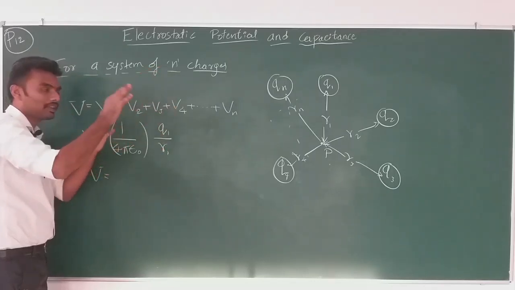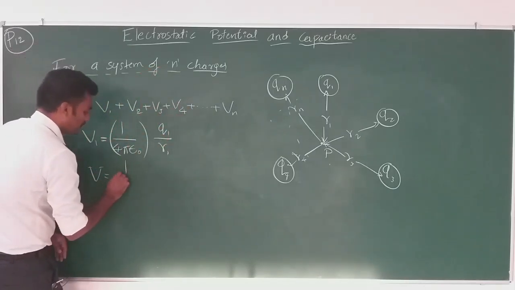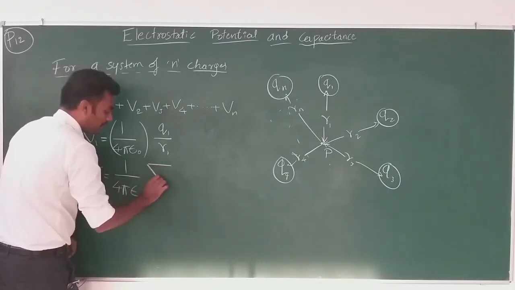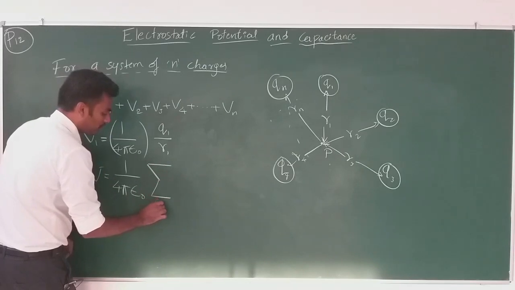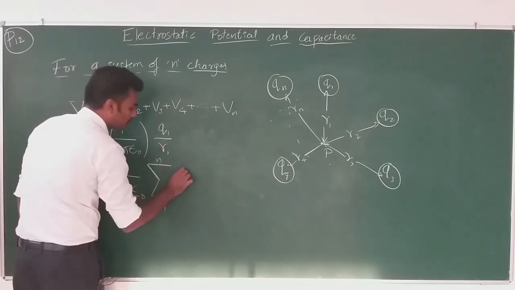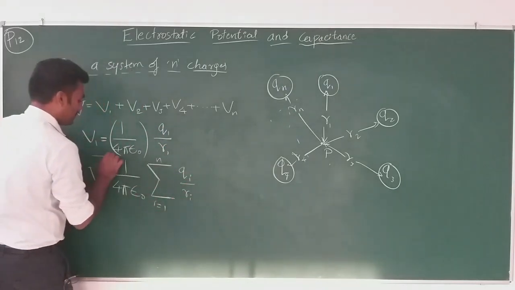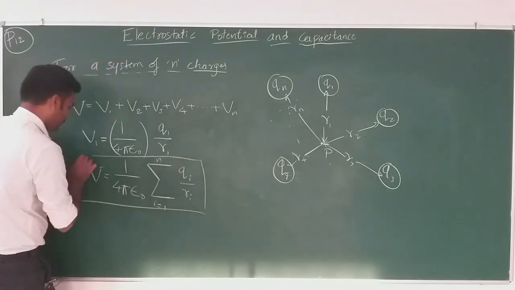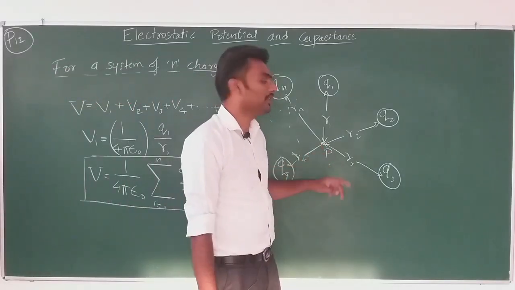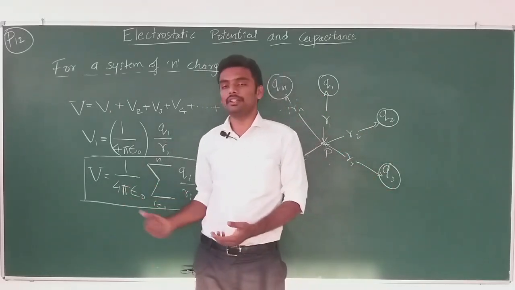Because all of them are kept in the same medium, 1 by 4 pi epsilon naught is common for all the terms. What is left inside is the summation of i equal to 1 to n of Qi by Ri. So this is the expression for the net potential at a point due to n number of charges in the system.